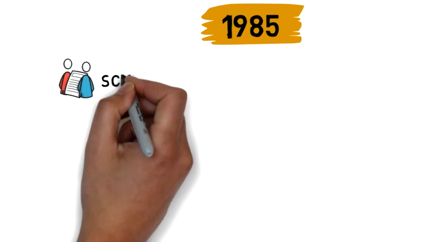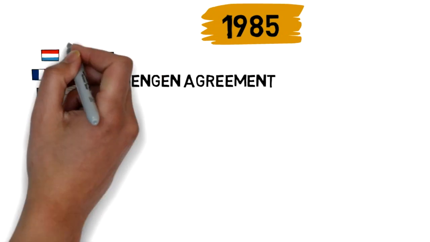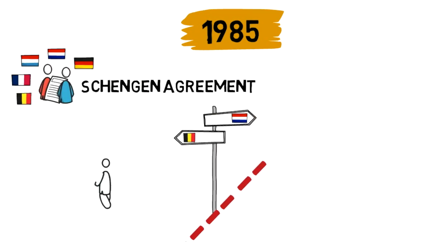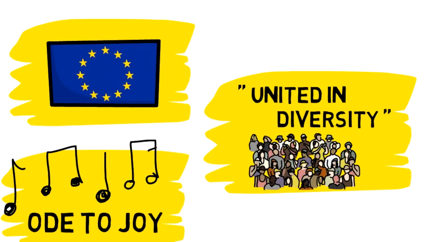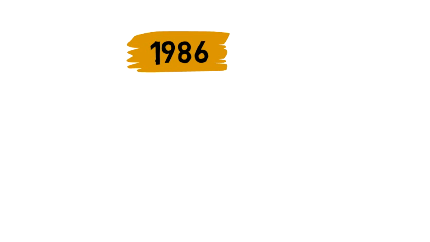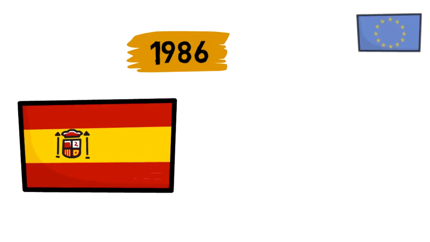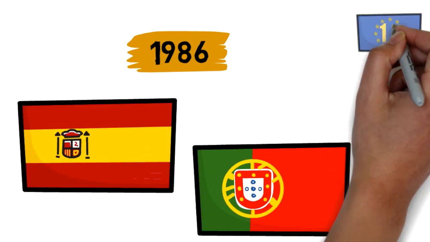Belgium, France, Luxembourg, the Netherlands, and West Germany signed the Schengen Agreement in 1985. It started the process of removing border controls and allowing the free movement of people. The EEC also developed their public image. They picked a flag, a motto, United in Diversity, and an anthem. Spain and Portugal joined the EEC in 1986.